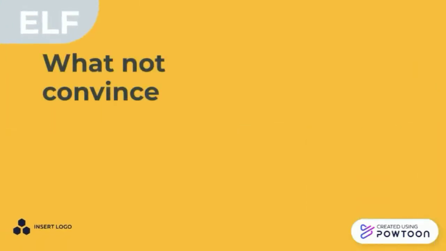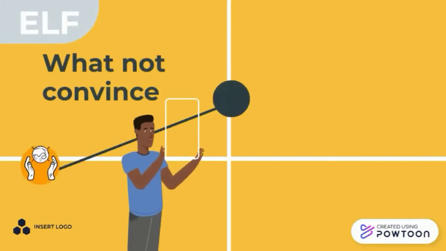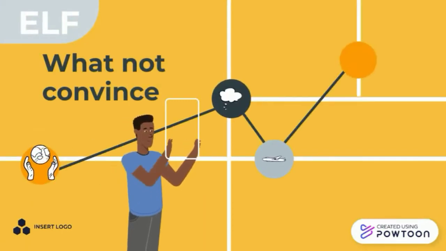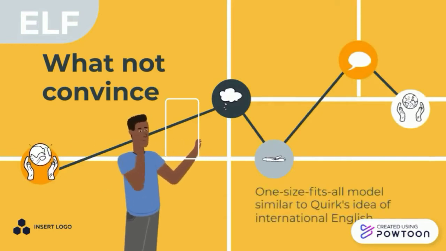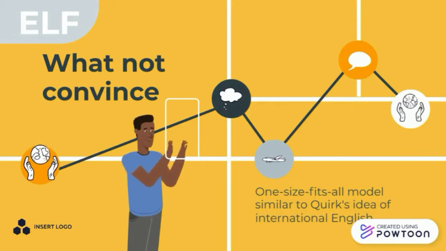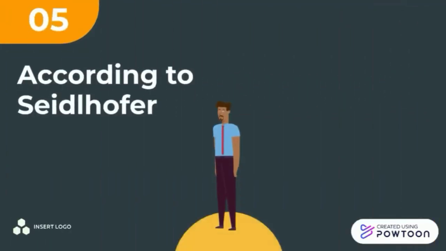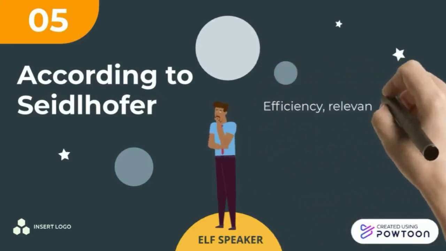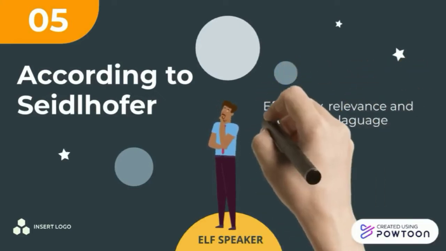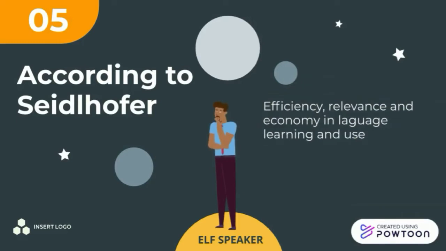But what didn't convince him about the English as a lingua franca approach was that it seemed to want to replace one model with another, a one-size-fits-all model, which wasn't so different from Quirk's idea of an international English. Another point that made Saraceni skeptical was that, according to Seidlhofer, English as a lingua franca speakers would be interested in efficiency, relevance, and economy when it comes to language learning and language use.